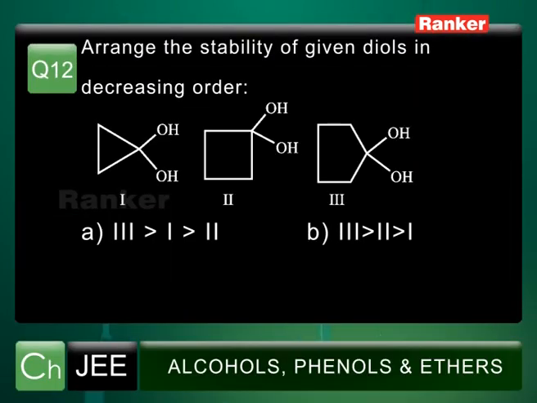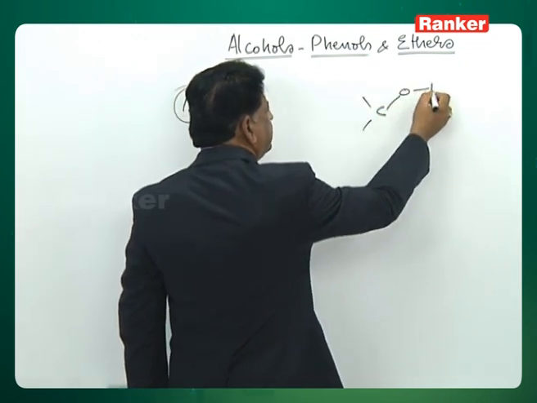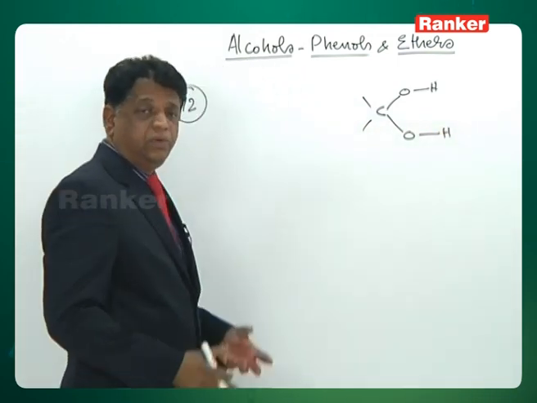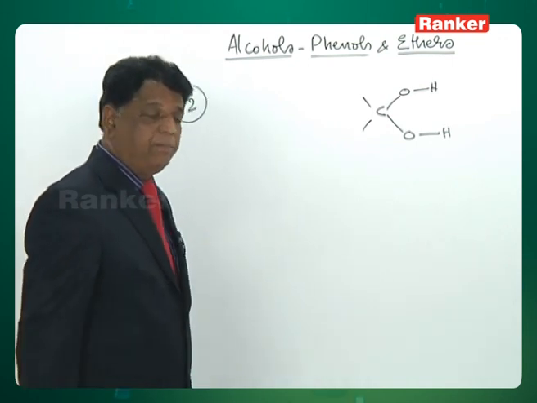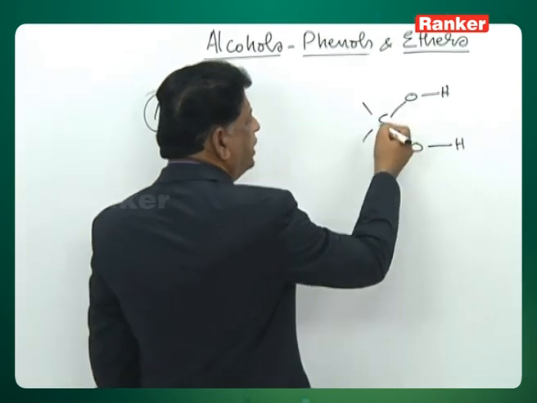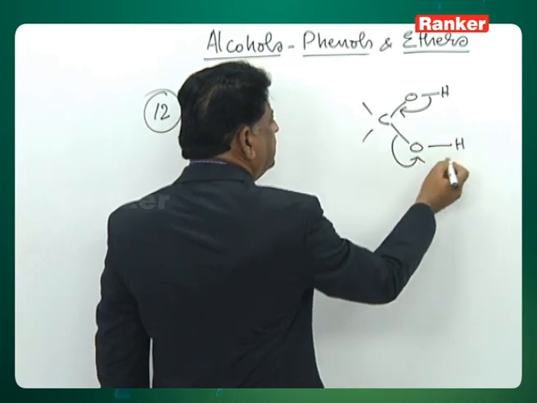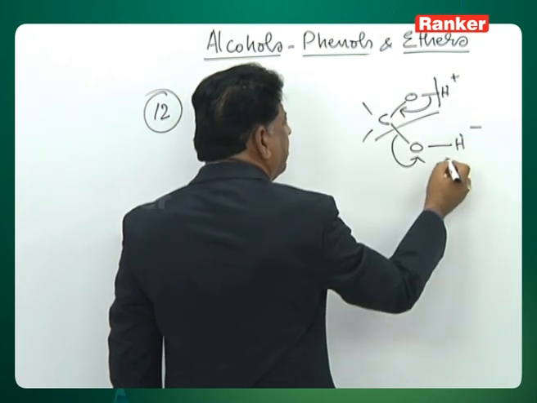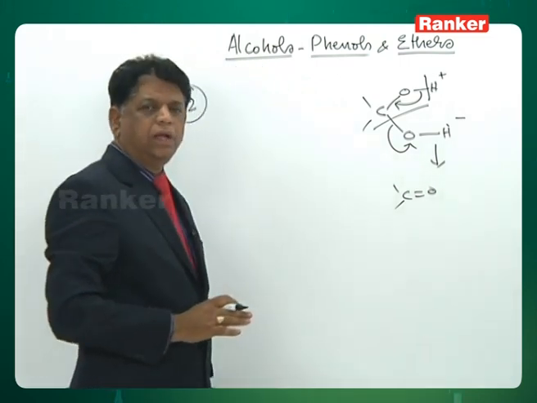The question is: arrange the stability of the given diols in decreasing order. In general, what happens when a carbon is attached to 2 OHs? Quite a number of elements can have this, for example sulfuric acid has 2 S=O and 2 SOHs, and the 2 OHs are quite stable. But on carbon, when 2 OHs are there, the electrons will come here and this totally goes out as OH minus and H plus. Finally a carbonyl group will be formed. In general 1,1 diols are unstable.